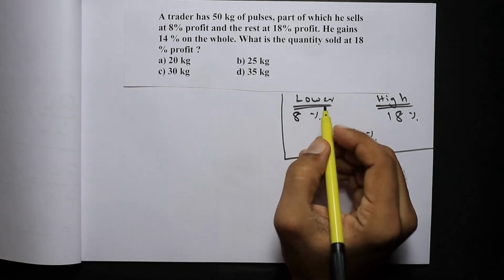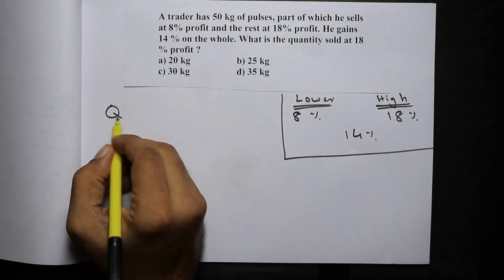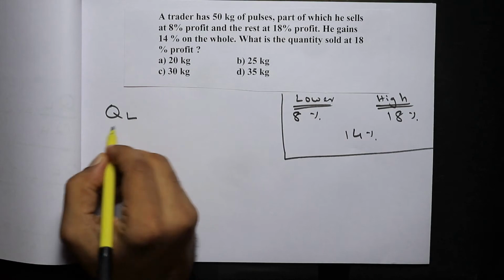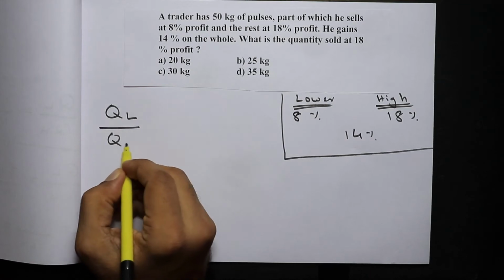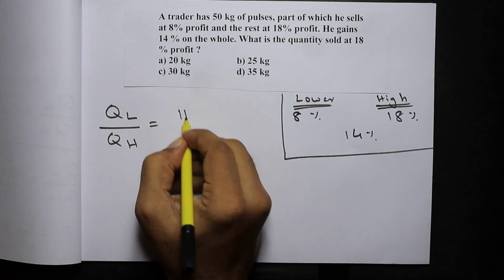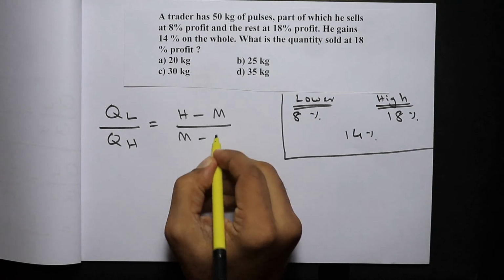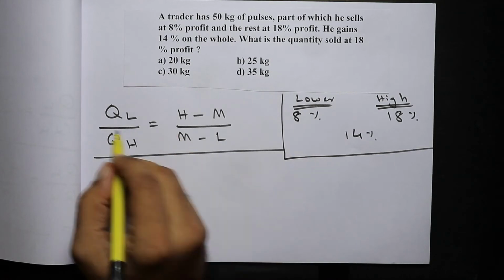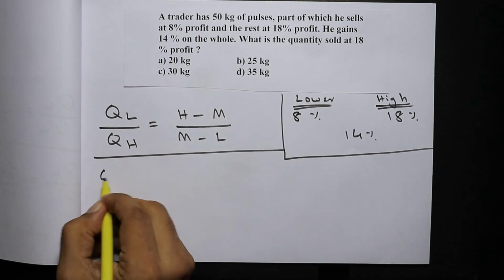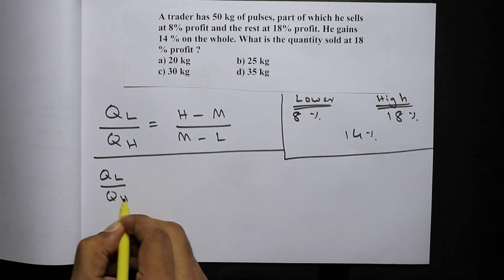So it can be done using the mixtures and allocations formula. That is, quantity he should sell at lower profit to quantity he should sell at higher profit. This ratio is given as higher profit minus mean profit divided by mean profit minus lower profit. So let us substitute into the formula.